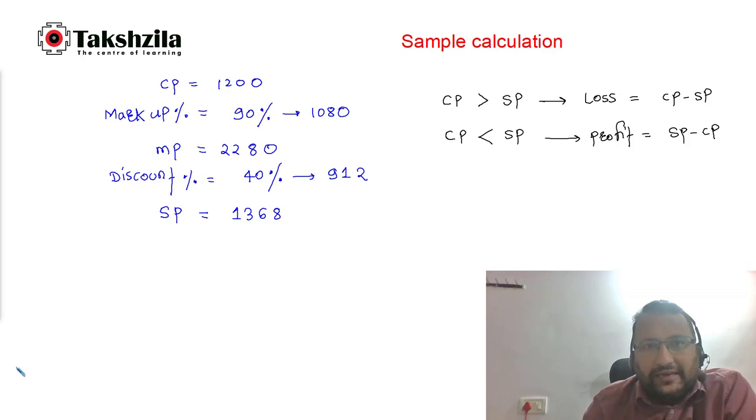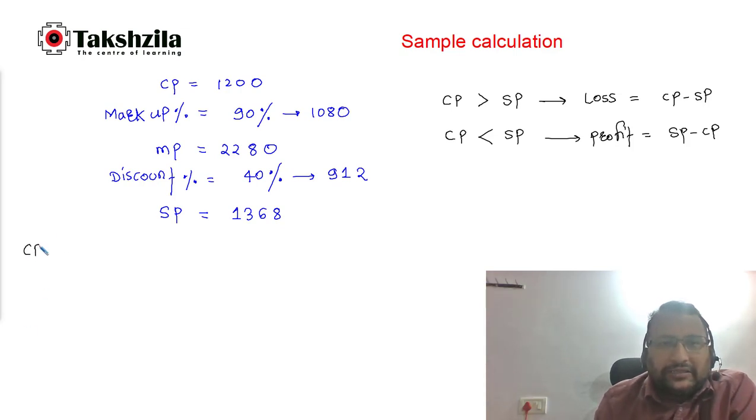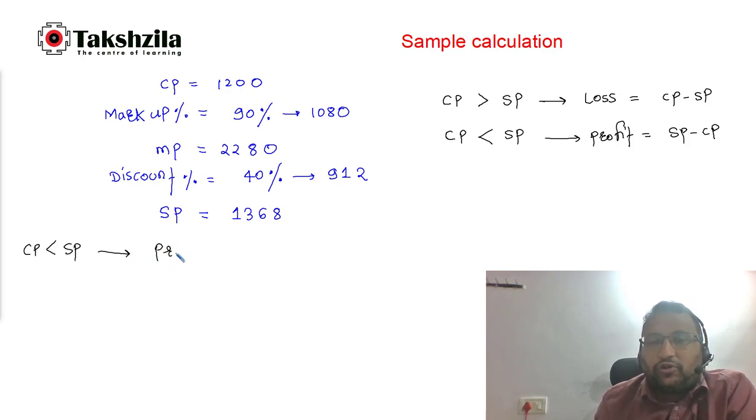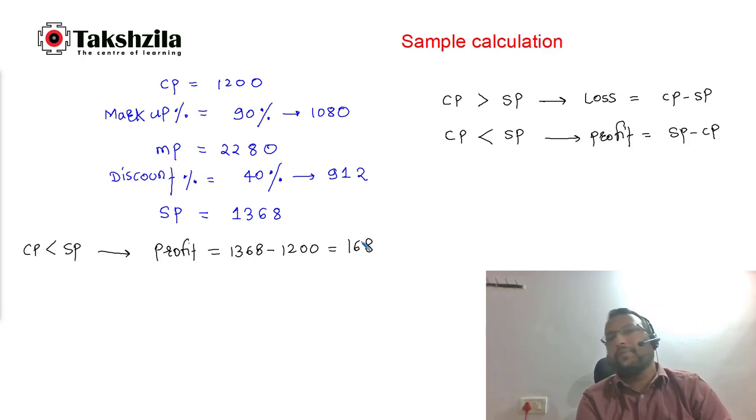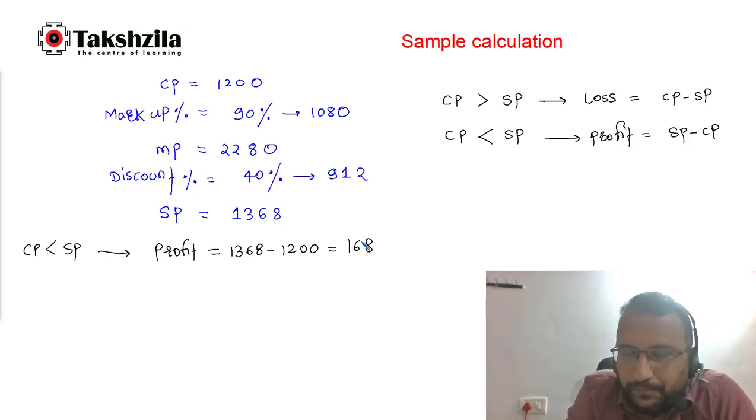So over here we can see that cost price is less than selling price. So this is the situation where the shopkeeper will earn profit, and the profit amount is equal to selling price minus cost price, which is equal to 168 rupees. This is the profit earned by the shopkeeper in this transaction.